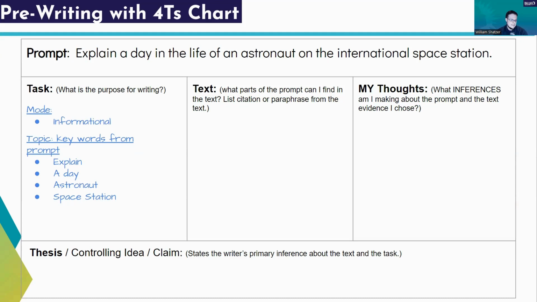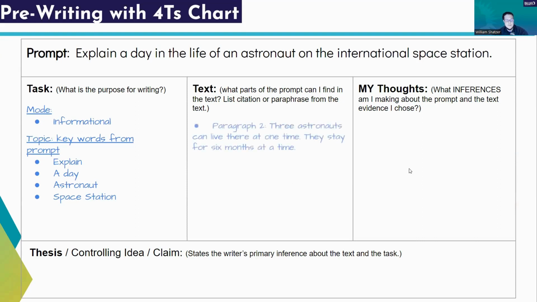We're going to know what the text is, so we can begin filling out the 4T's chart before we even begin reading. That way, as we are reading, we can highlight or annotate the moments within the text where we see things about an astronaut, where we see things about the International Space Station, and things that are happening within a day there on the International Space Station.